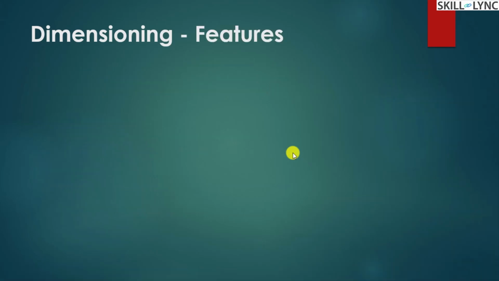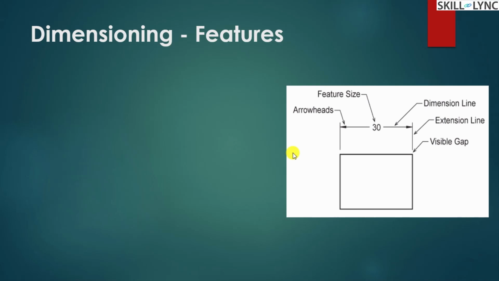So let's look into what are the different features that go into the dimensioning sector, that is for a dimension, what are the individual features. Let us look at this example. We have a rectangle or rather square object wherein we have five different nomenclatures used here. One is the dimension line, and then we have a number that is the feature size, then we have an extension line, and then a visible gap here. So this typically denotes a dimension.